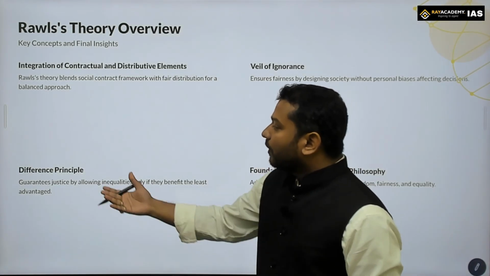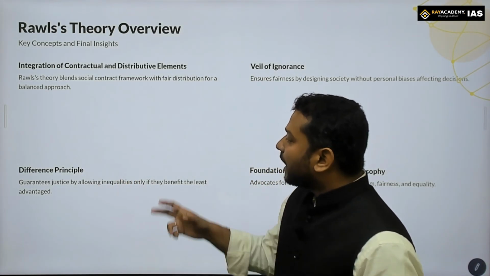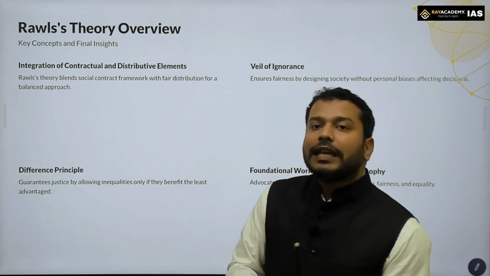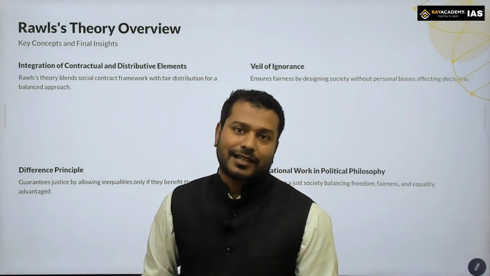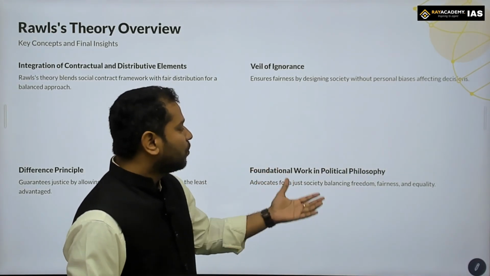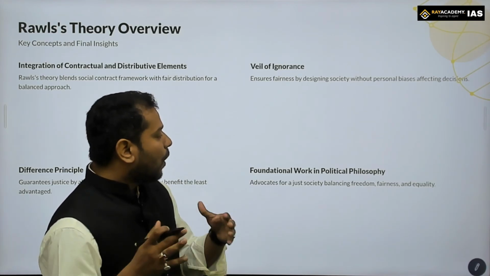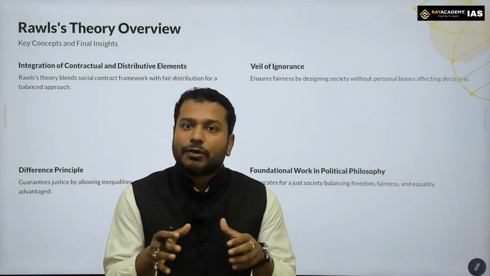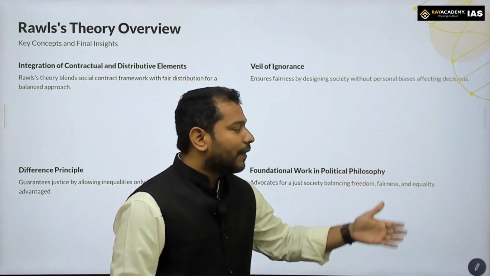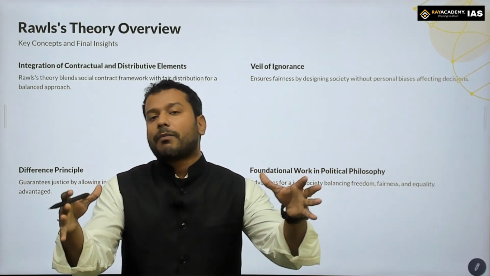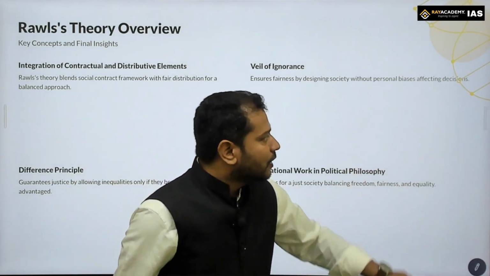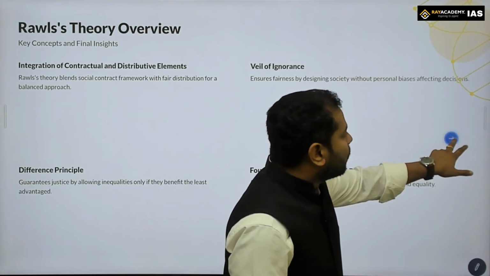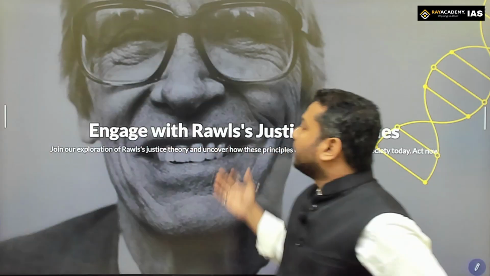If we look into the difference principle, it guarantees justice by allowing inequalities only if they benefit the least advantaged. At the same time, as a foundational work in political philosophy, it always advocates a balance between freedom, fairness, and equality. There needs to be a balance between freedom, equality, and fairness. Okay, so that is what John Rawls is talking about related to the overall things.